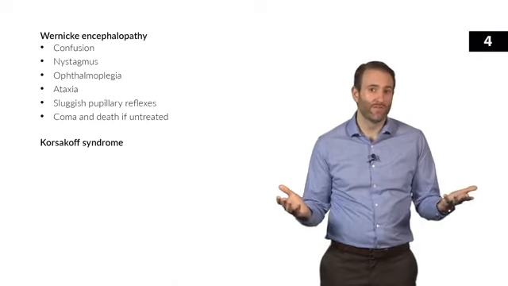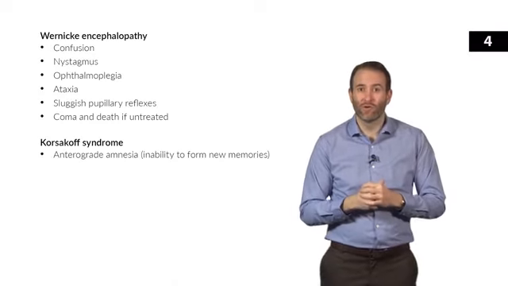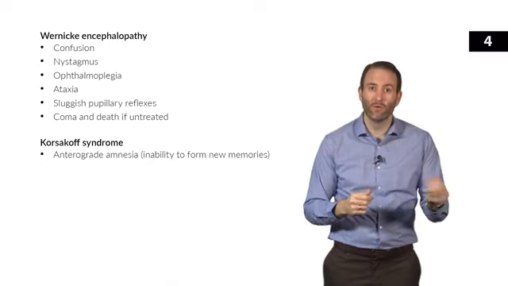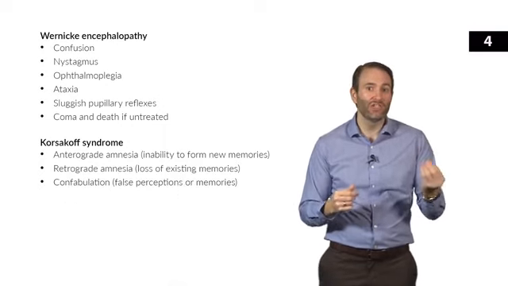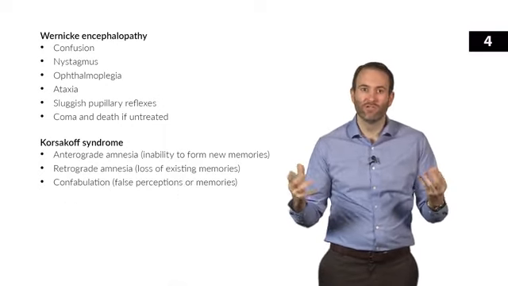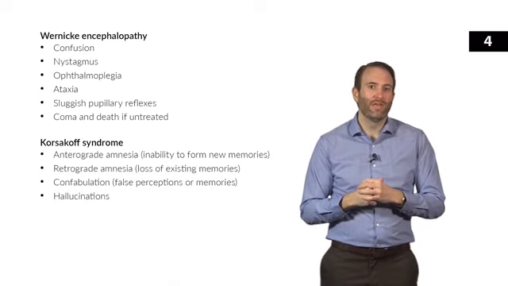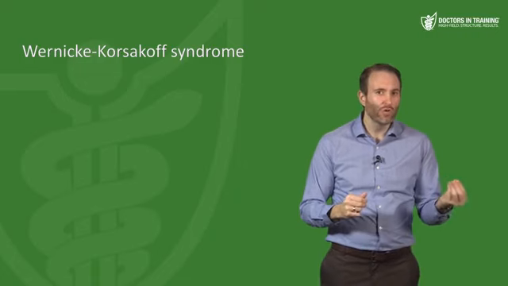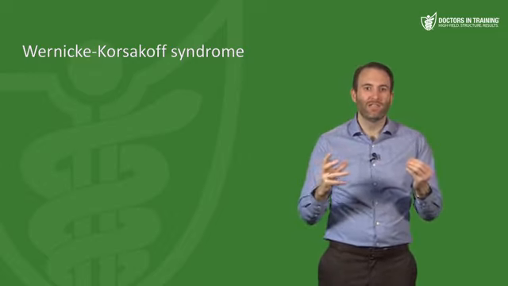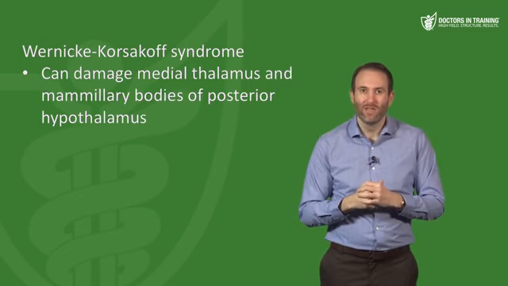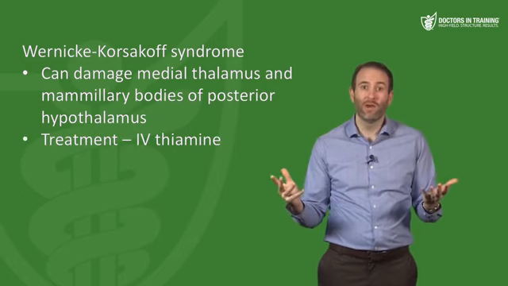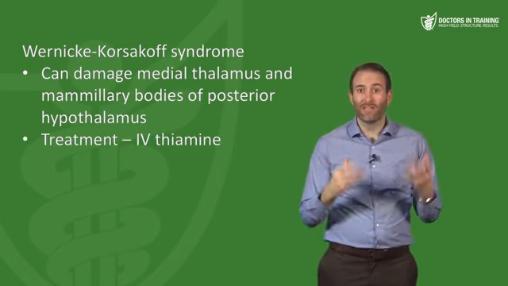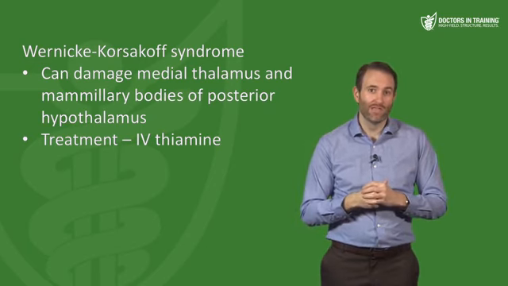Now let's talk about the Korsakoff syndrome symptoms. So that's going to include anterograde amnesia, so the inability to form new memories, retrograde amnesia, loss of existing memories, and then confabulation, that's false perceptions or memories, and then we're going to have the hallucinations as well. So Wernicke-Korsakoff does have the tendency to affect specific regions of the brain. You'll sometimes see specific damage to the medial thalamus and the mammillary bodies of the posterior hypothalamus. So for treatment, we want to give this patient intravenous thiamine. It will actually help resolve the acute symptoms of the Wernicke encephalopathy.